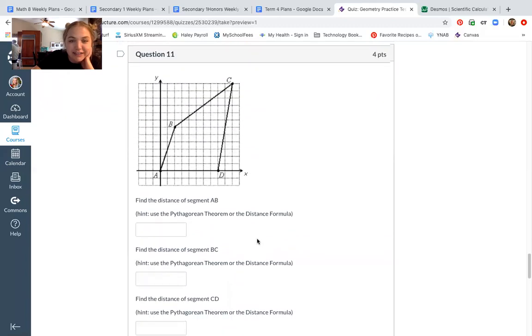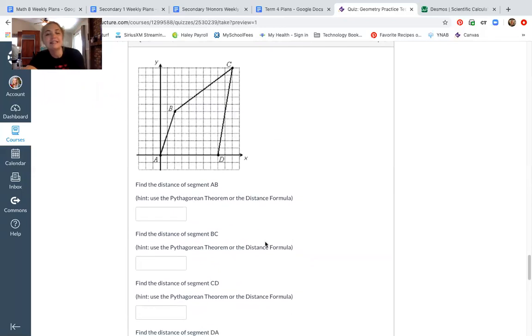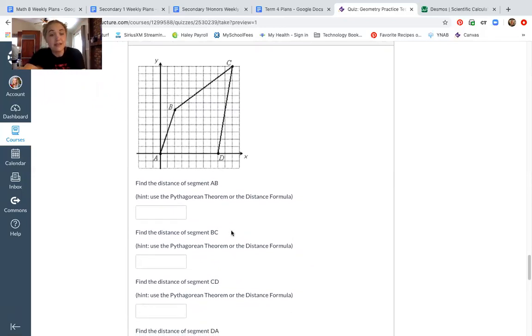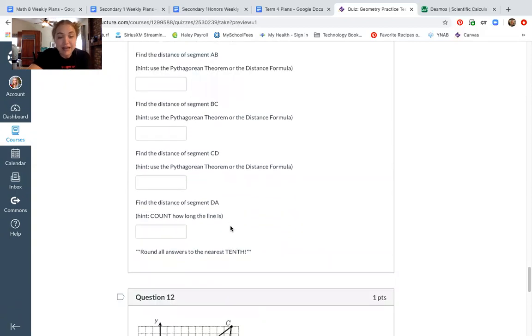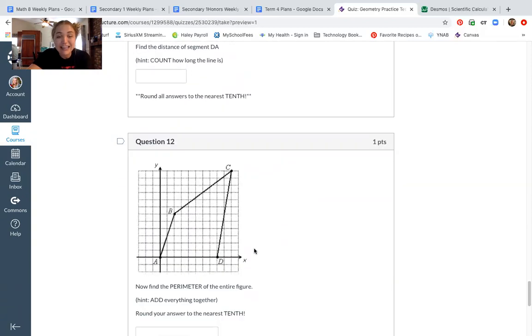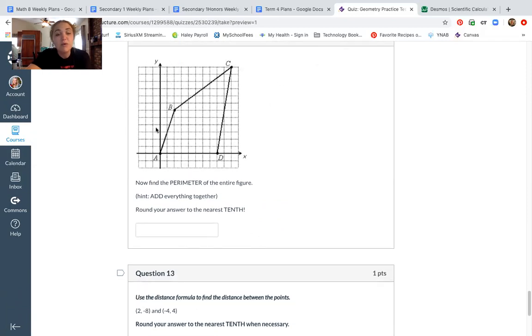All right, looking at this one. Find the distance of segment AB. Then we're going to find the distance of segment BC, CD, and DA. You're going to round all the answers to the nearest tenth, and one of the last problems on the test is to add them up to get the perimeter.